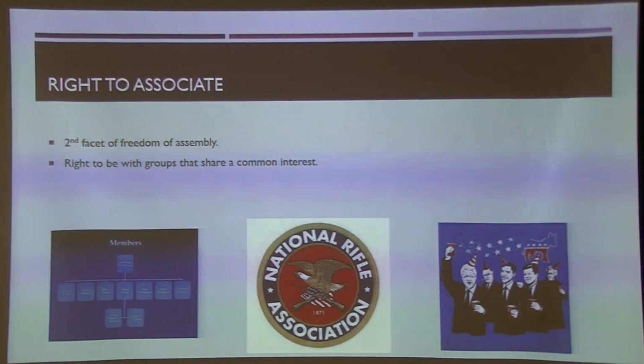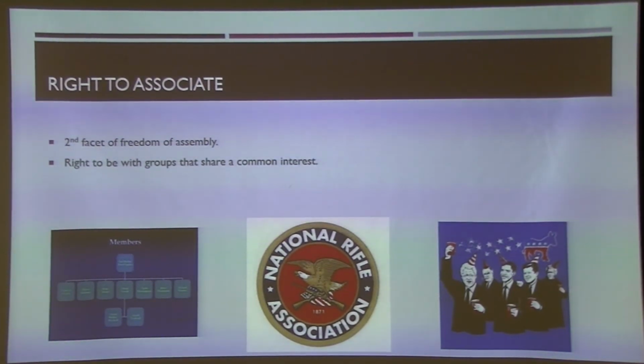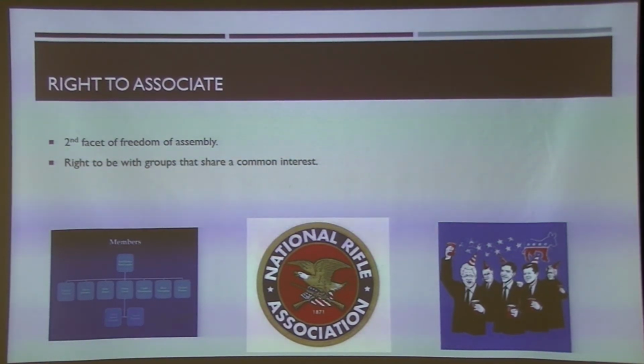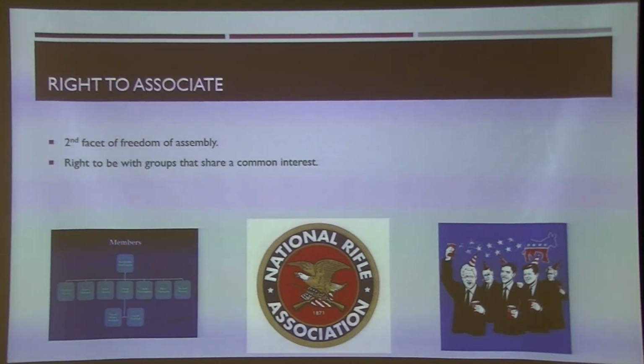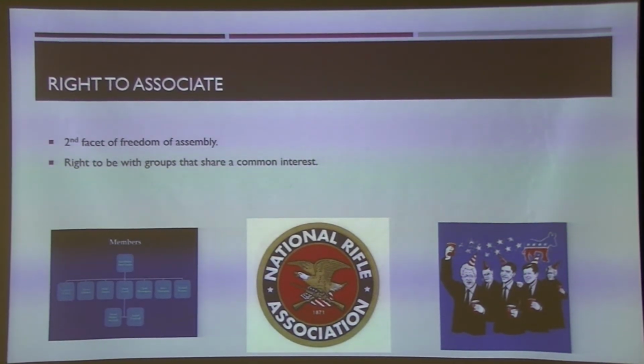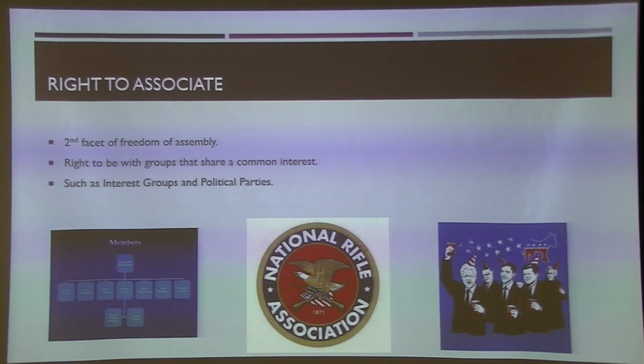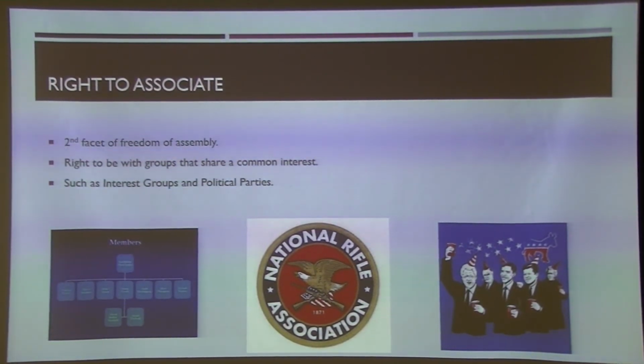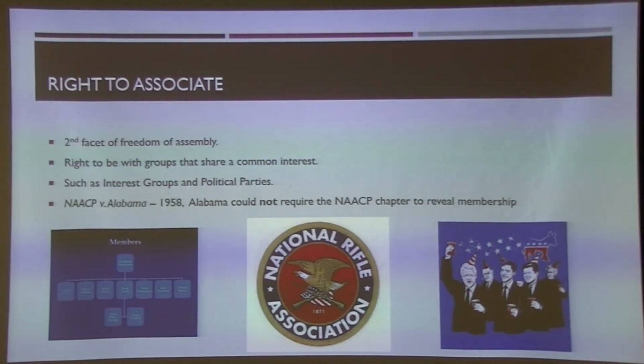The second part of the right of assembly is the literal right to associate with other groups, or the non-literal right, where you can come together even if you're not physically together. These are the ideas we have today with interest groups and political parties. So I am allowed to join the NRA or PETA or be part of the Republican Party or the Communist Party or Libertarian Party. So you have those rights to join together here.